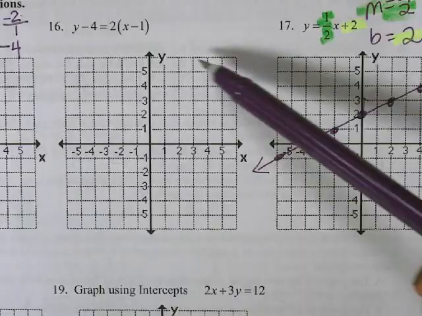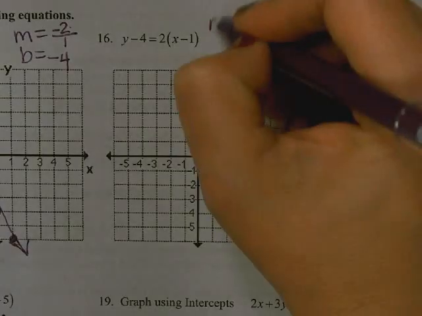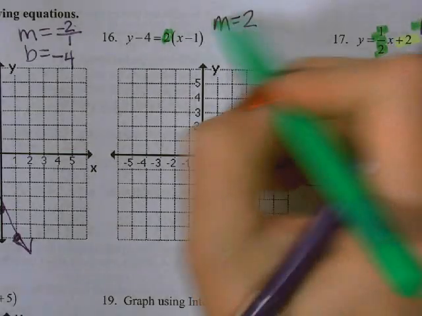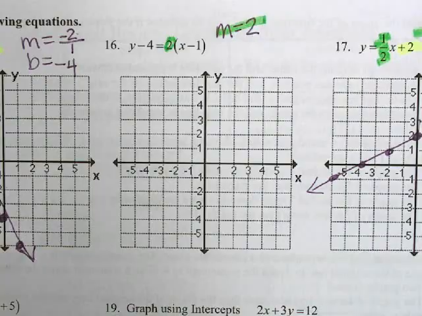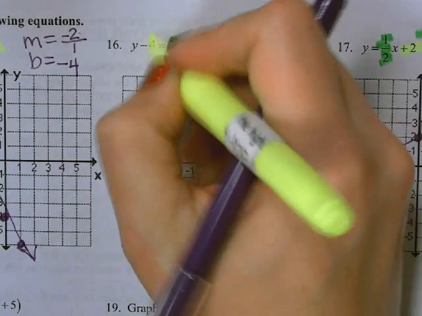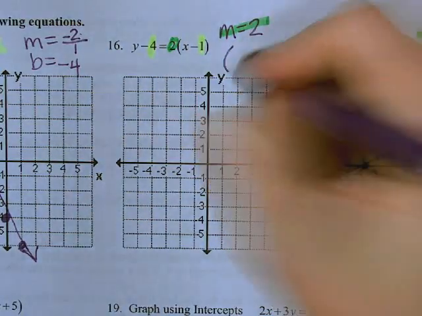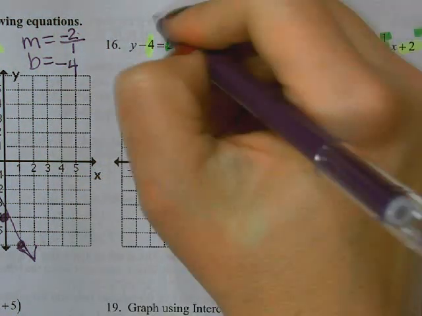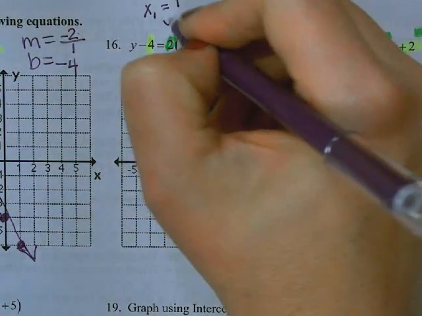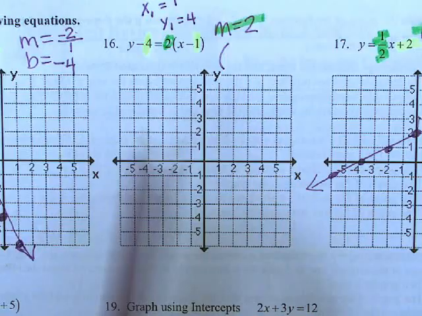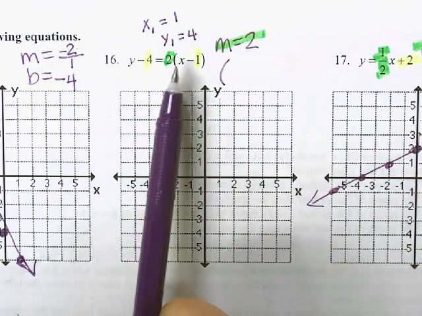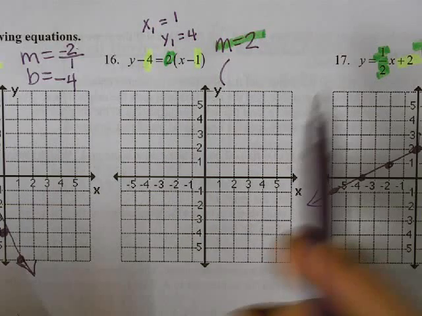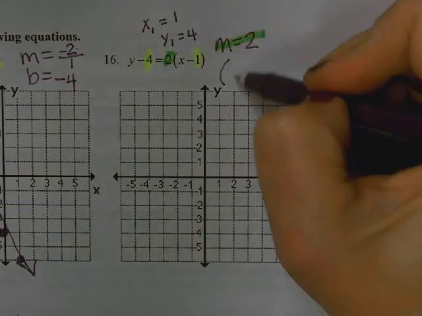Okay, now we're talking about number 16. This one is point slope form. So my slope is going to be that number before the parentheses. Okay, it's still the number beside the x. But the point is going to be this 1 and this 4. Remember, the x is by the x and the y is by the y. Okay, so x1 is going to be 1, y1 is going to be 4. And also remember that it's opposite day. So my ordered pair is 1, 4.